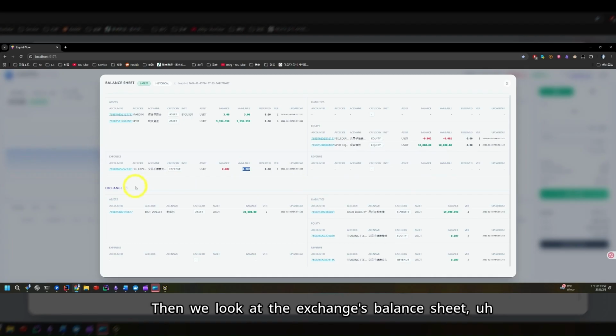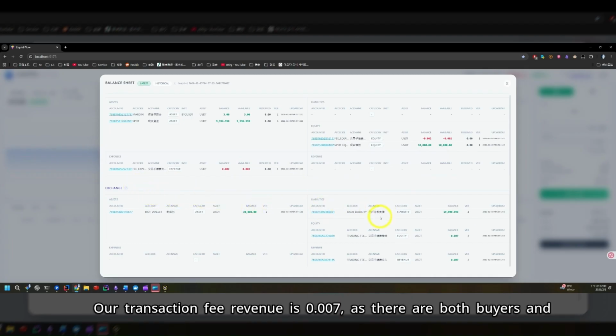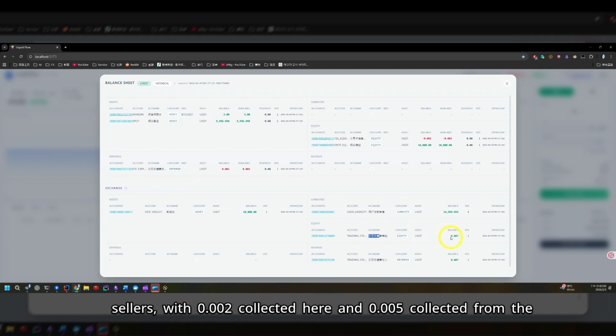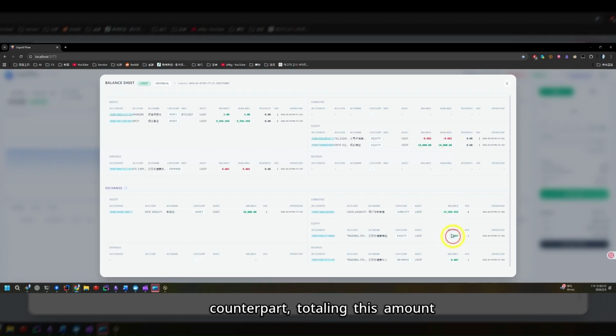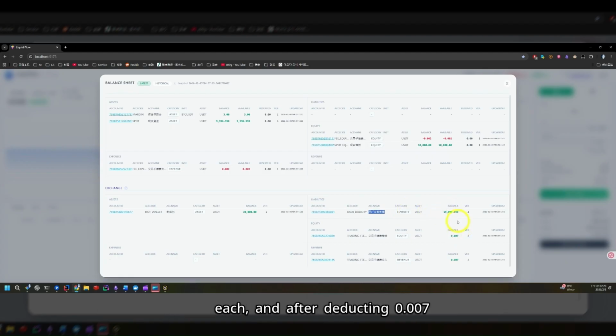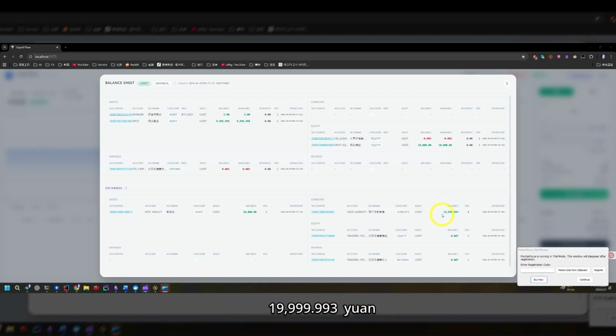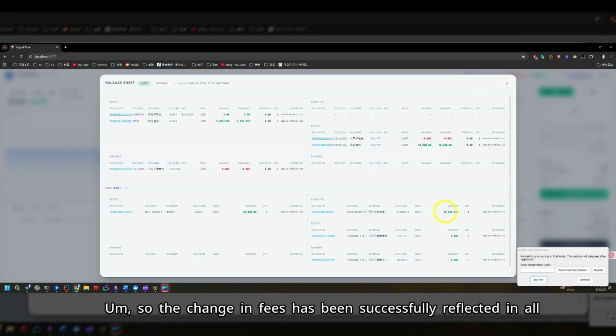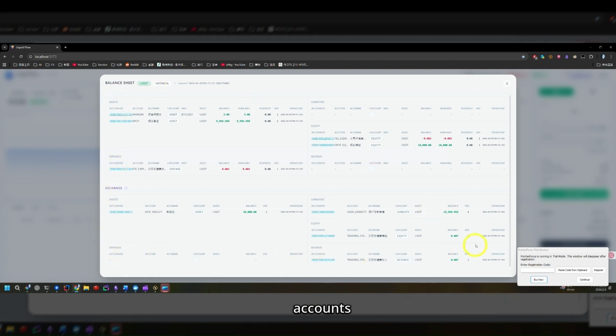Then we look at the exchange's balance sheet. Our transaction fee revenue is 0.007, as there are both buyers and sellers, with 0.002 collected here and 0.005 collected from the counterpart, totaling this amount. Then the fees collected also amount to this sum. Regarding the liabilities, previously we owed 2 users 10,000 each, and after deducting 0.007, now we only owe the users 19,999.993 yuan. So the change in fees has been successfully reflected in all accounts.